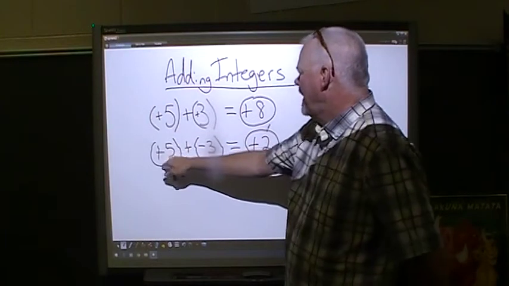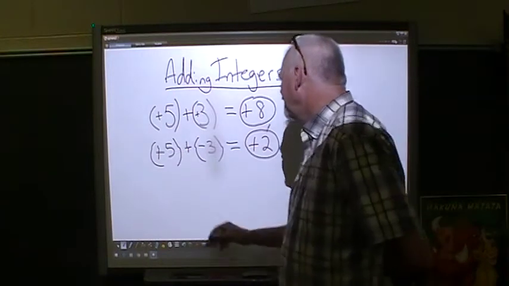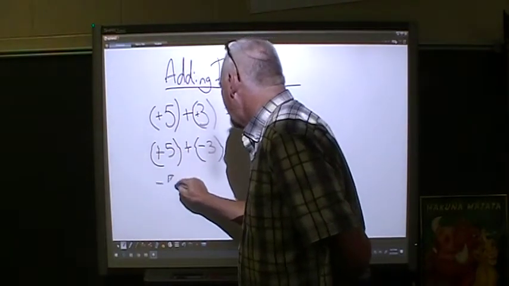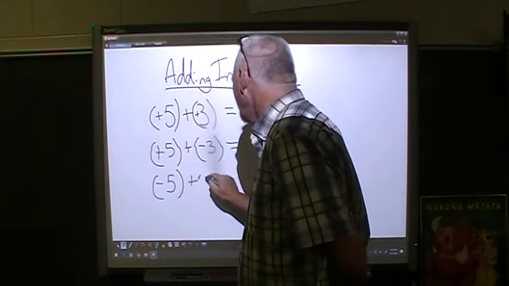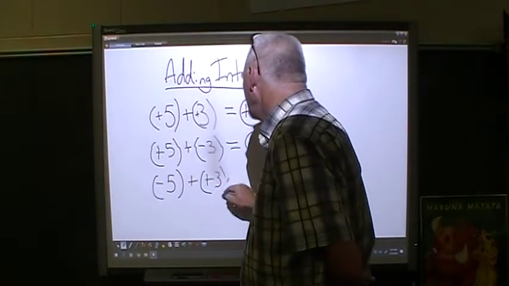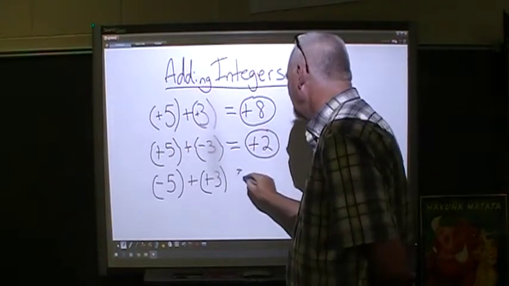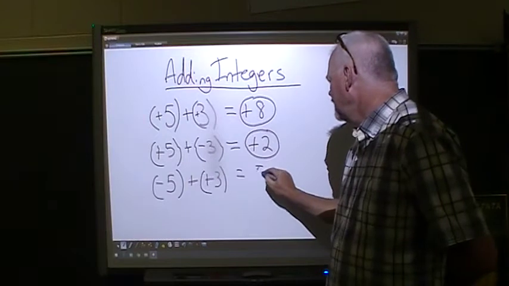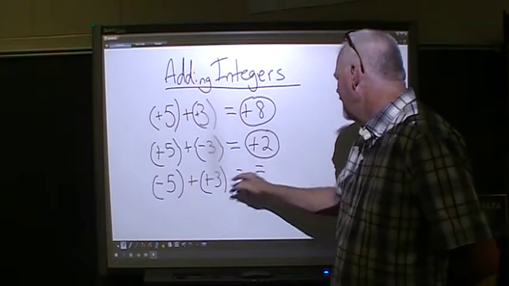I think it's because we had more positives there, but let's check this. Let's do it this way. Let's do a negative 5 plus a positive 3. All right, we'll switch them up and see what happens. All right, so let's model this one. This is 5 negatives, 2, 3, 4, 5, and 3 positives.